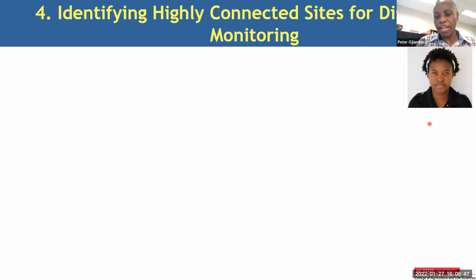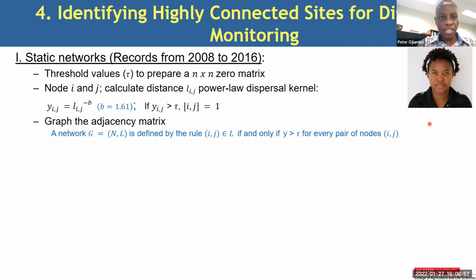It's very, very important that I emphasize that this data set has been analyzed based on what was actually reported. So anything that was not reported was not really included in this network analysis. So what Morik did was simply look at static networks based on the records from 2008 to 2016. And we looked at the distance between any particular node, calculating that distance based on the power law dispersal kernel that I just showed a few slides back, and then grabbed the adjacency matrix, based on these restrictions here.